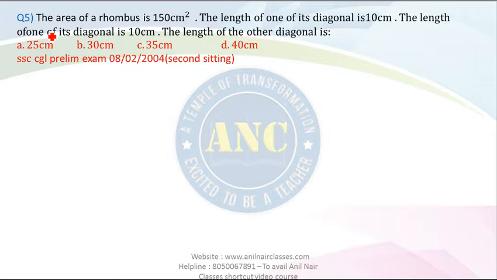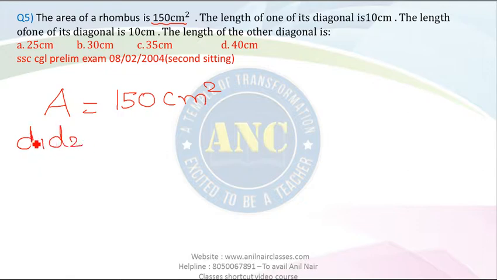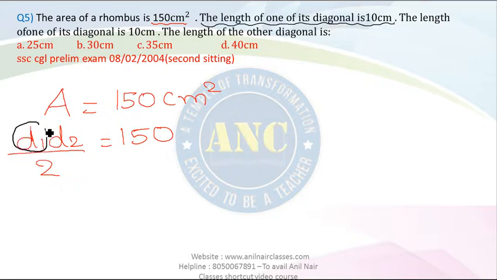Question number 5. The area of a rhombus is 150 square centimeter, and we also know that area is D1 into D2 by 2. I have proved it, sir. Without proving, I will not solve it. I did not prove it today, but I proved it in the starting stages of my mensuration class. Read the next statement: the length of one of its diagonals is 10 centimeter. One of the diagonals is 10.